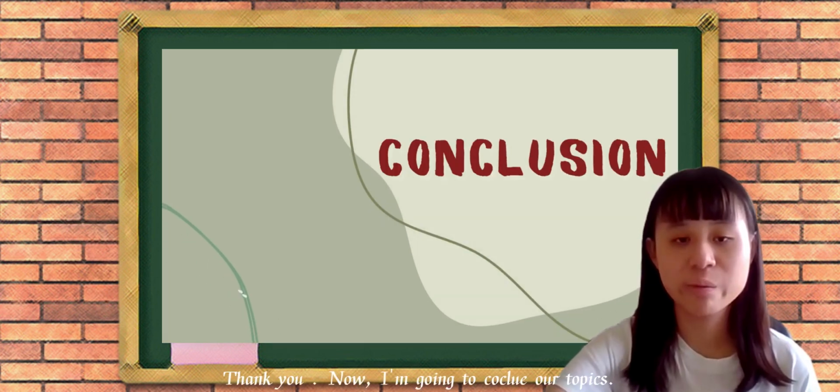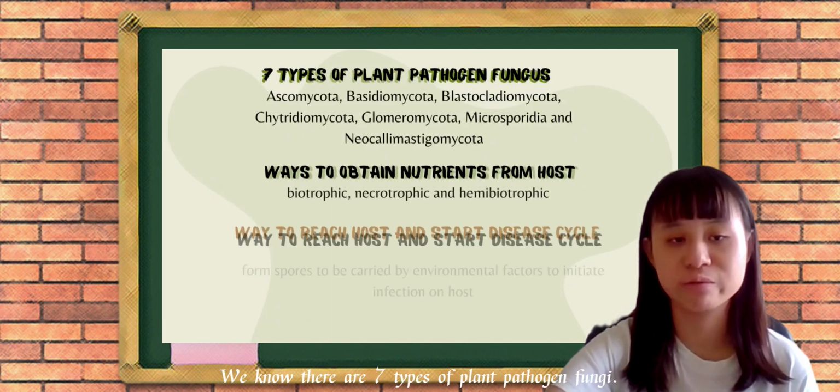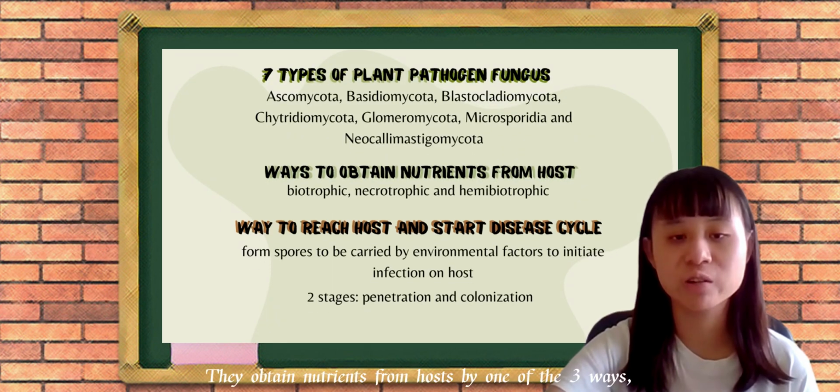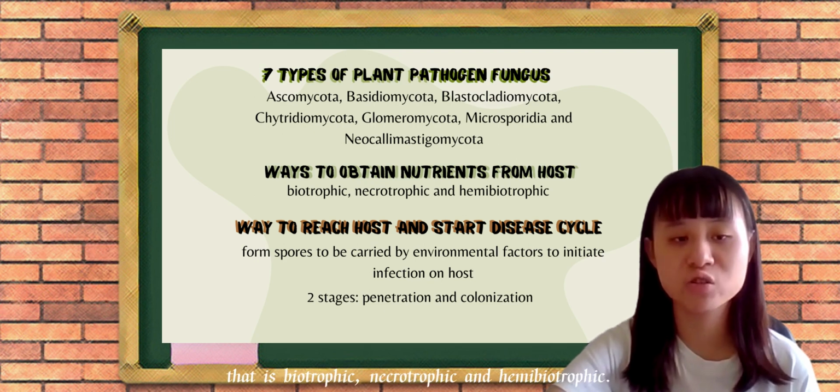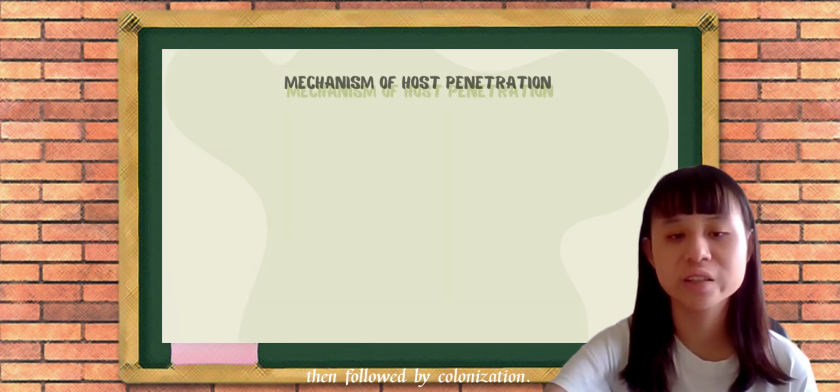Thank you, Whitney. Now I'm going to conclude our topics. We know there are 7 types of plant pathogen fungi. They obtain nutrients from hosts in one of 3 ways: biotrophic, necrotrophic, and hemibiotrophic. To reach hosts and begin the disease cycle, they form spores that are carried by wind or animals to initiate infection on the host plant. They go for penetration first, followed by colonization.